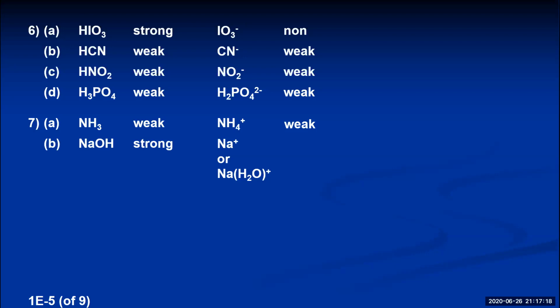If the base is strong, which means it 100% dissociates in water, that means the conjugate acid does not accept hydrogens or does not release hydrogens at all, so therefore it would be a non-conjugate acid.